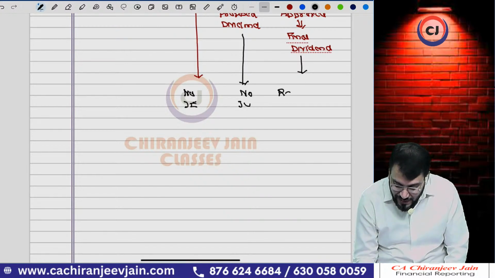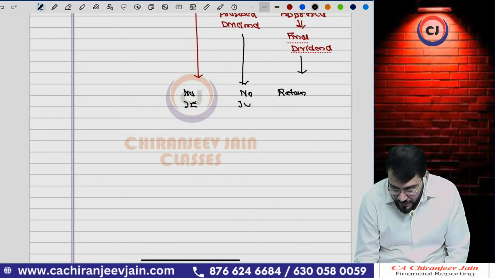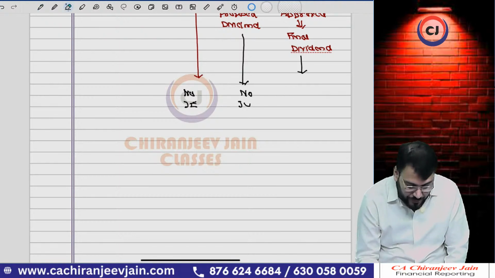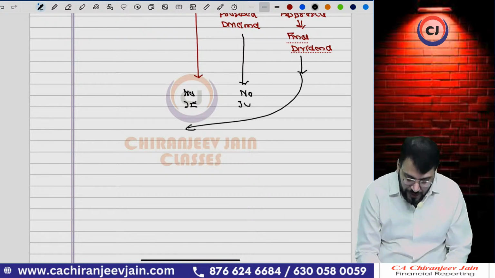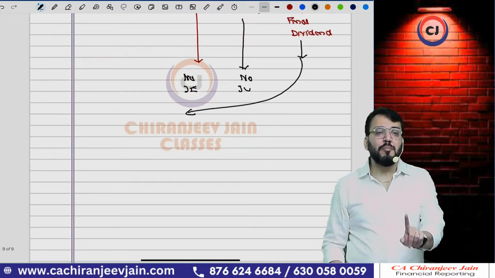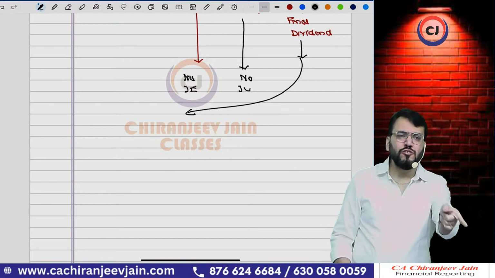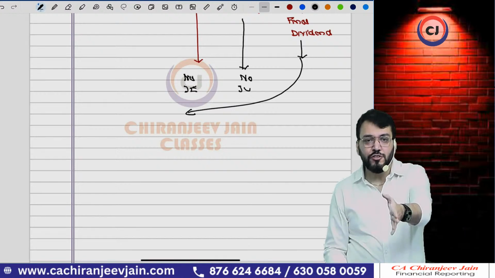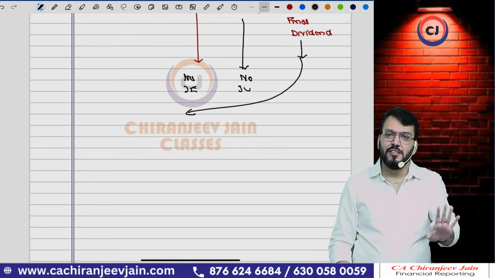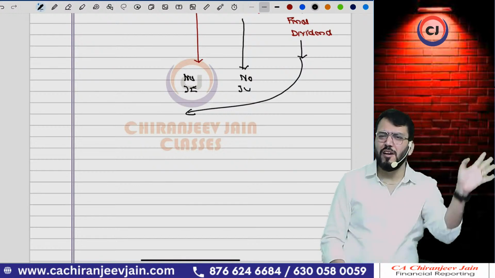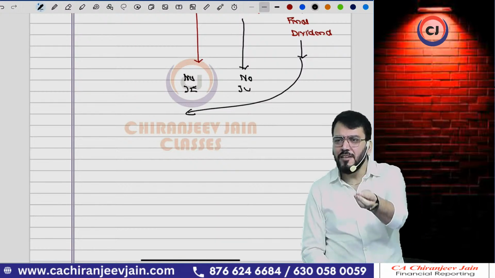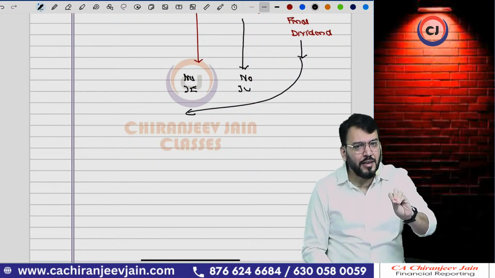So it is retained earning. Retained earning is nothing but PL appropriation account. In childhood we used to call it PL appropriation account. But now you have become matured, so now we'll call it retained earning. PL appropriation account was a bad name. The correct name is retained earning. It is nothing but revenue reserve.